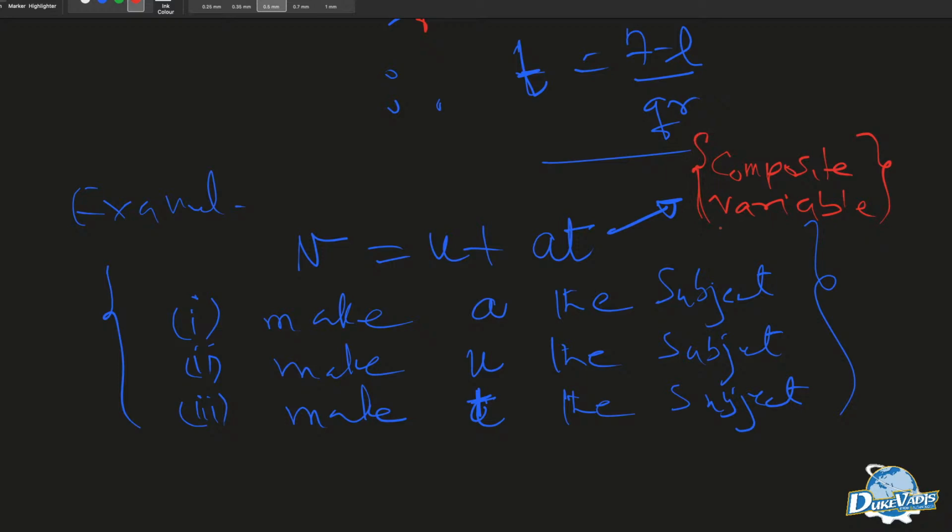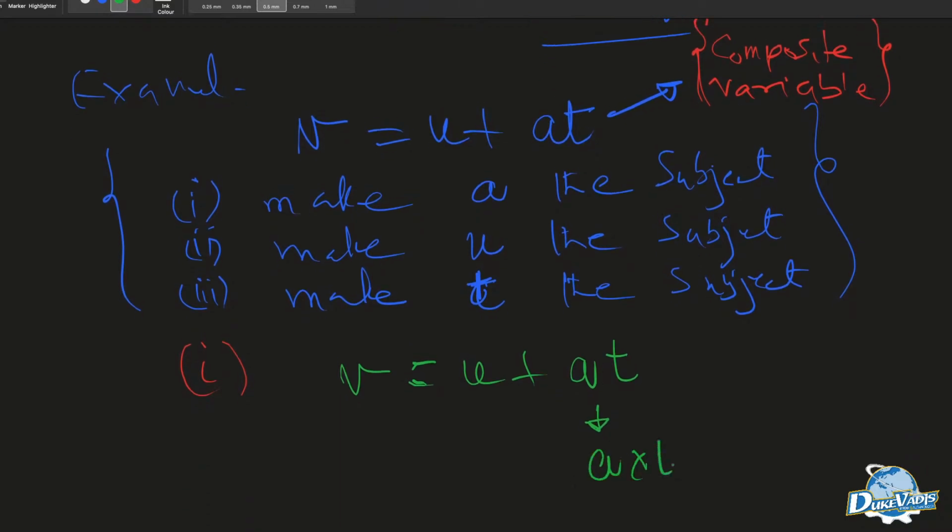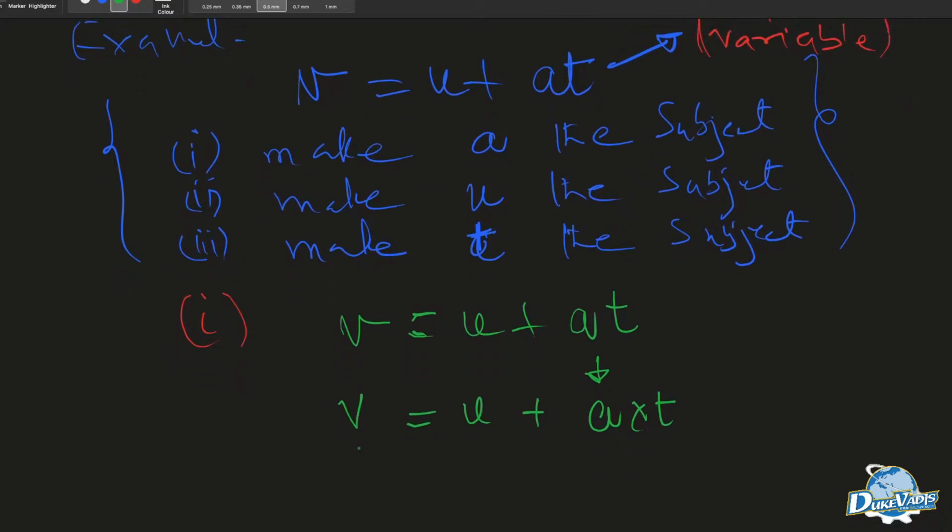So now to solve the first one, it says we should make A the subject. So this is the question: V is equal to U plus AT. Since A and T are together, they are multiplying each other, plus U, and this equals V. So what do I have to do? All I've been asked to do is to make A stand alone. That is change of subject.